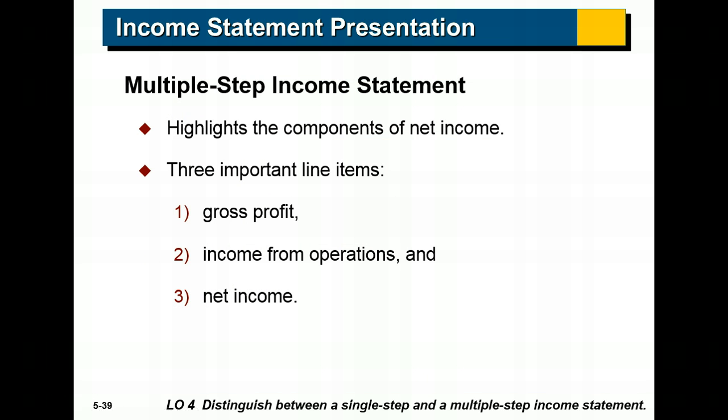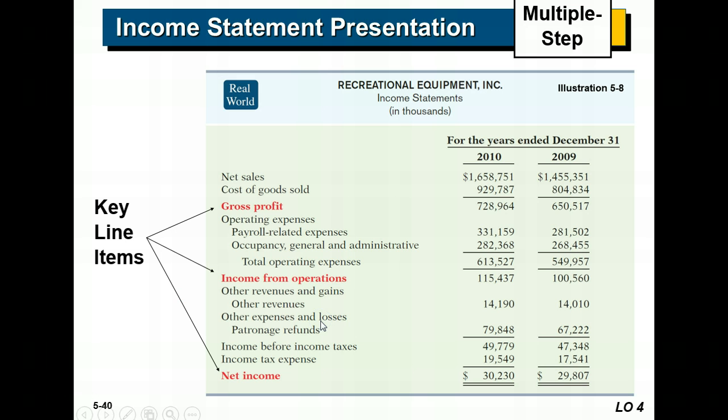But the multi-step is what we're going to focus on. We get to see something that says gross profit, which is a key. We then get to separate out the income from operations and come up with a net income. So as you see in the multi-step income statement, we show our net sales minus our cost of goods sold. And that gives us our gross profit. The net difference between what we sold it for minus what we bought the goods for. We get our gross profit.